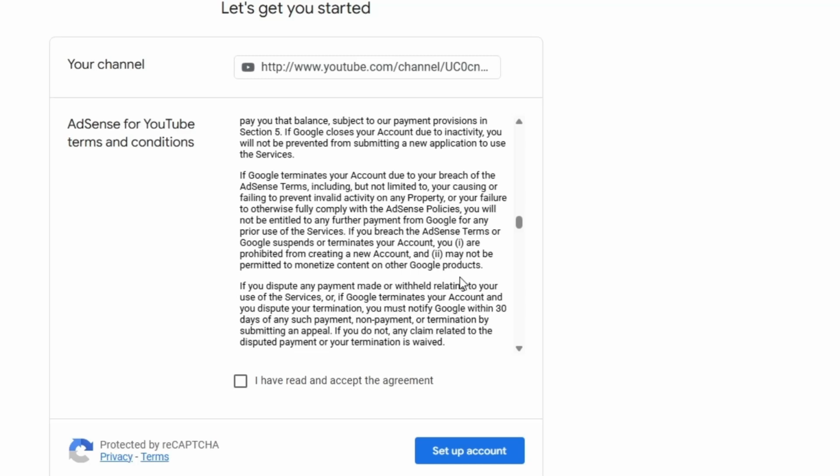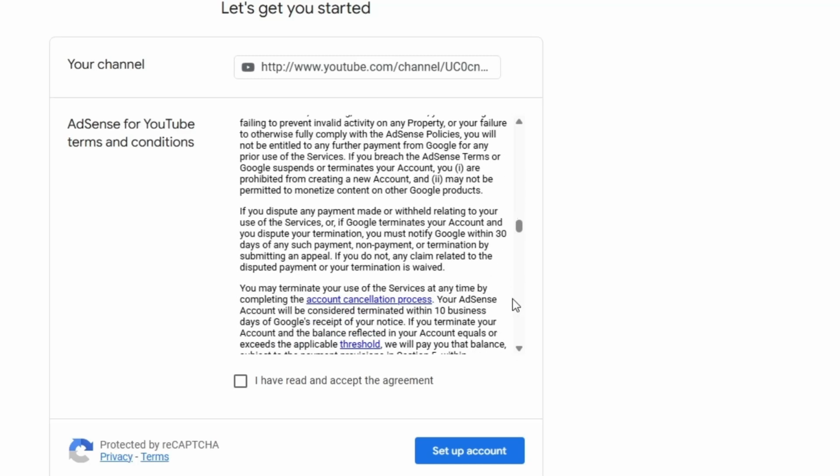If you dispute any payment made or withheld relating to your use of the services, or if Google terminates your account and you dispute your termination, you must notify Google within 30 days of any such payment, non-payment, or termination by submitting an appeal. If you do not, any claim related to the disputed payment or your termination is waived.